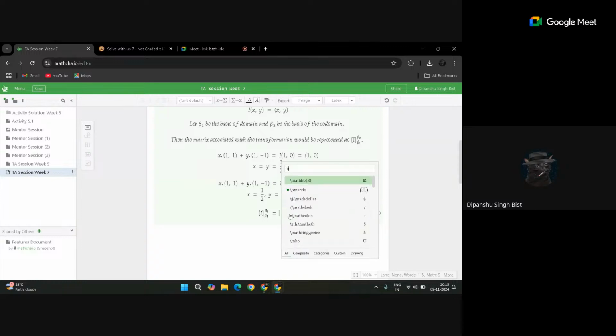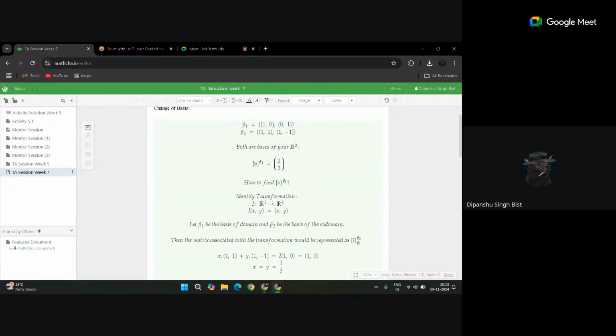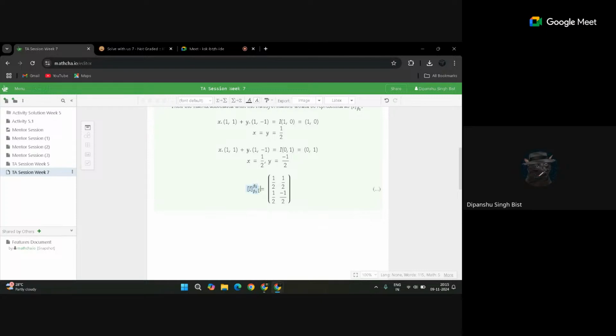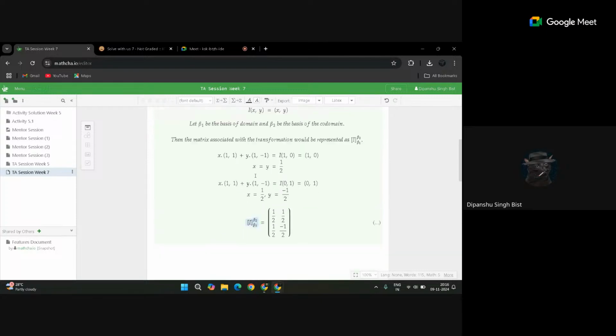So what would be my matrix? My matrix would be this. Here I have 1/2 and 1/2 as the first column, and here also I have 1/2 and -1/2 this time. We write them as column vectors, right? So this is my identity transformation matrix, or you can say the basis transformation matrix. Any coordinate vector that is defined on the basis beta 1, if I pre-multiply that coordinate vector with this matrix, that would give me the corresponding coordinate vector defined on the basis beta 2.